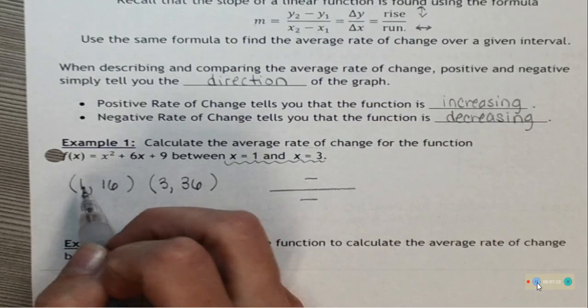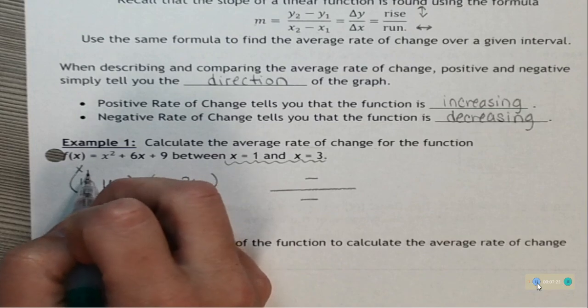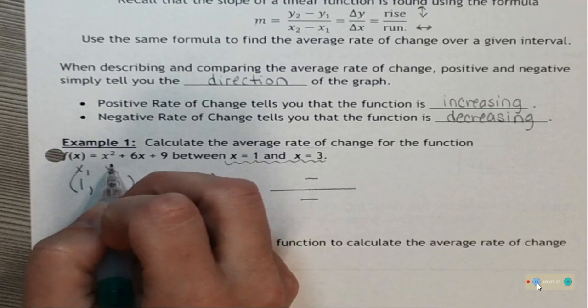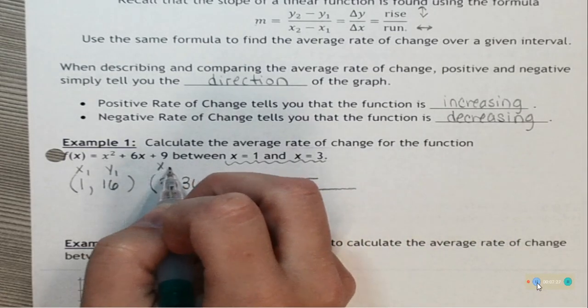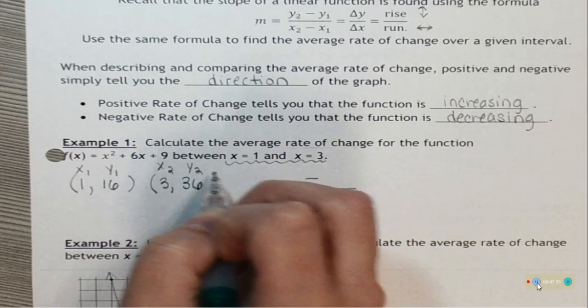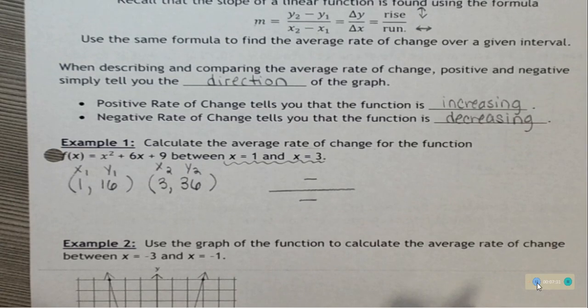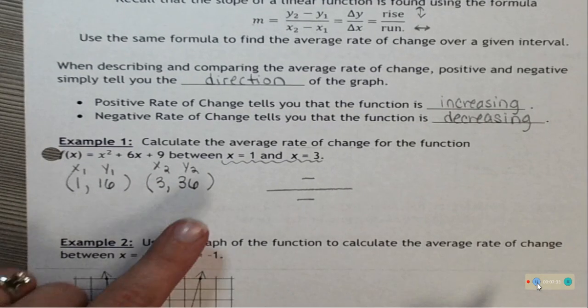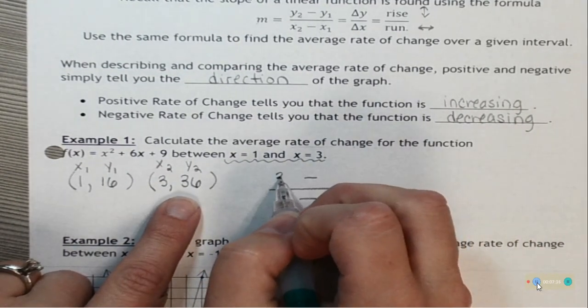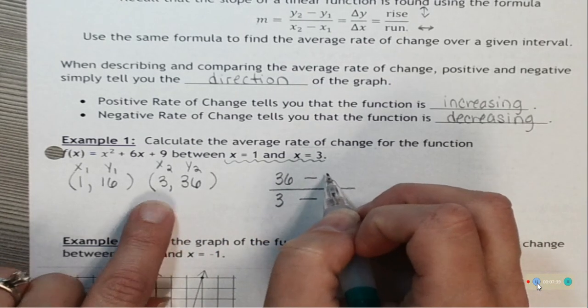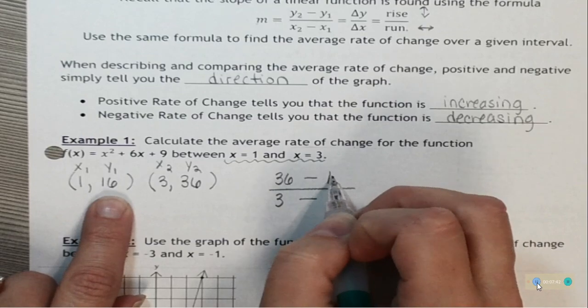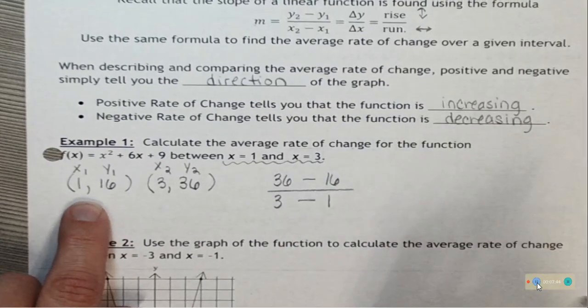So if this is my x of the first point, that's x1. This is y of the first point. That's why I call it y1. This is x of the second point and y of the second point. Now, the formula says y2 goes on top first, and its x of 3 goes up under it. The formula says y1 goes on top, and its x of 1 goes up under it.